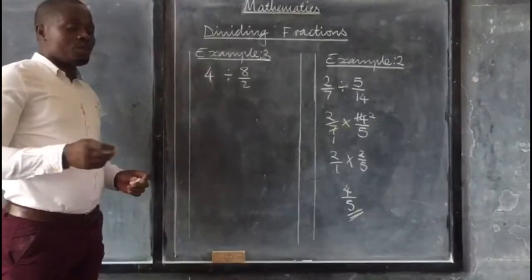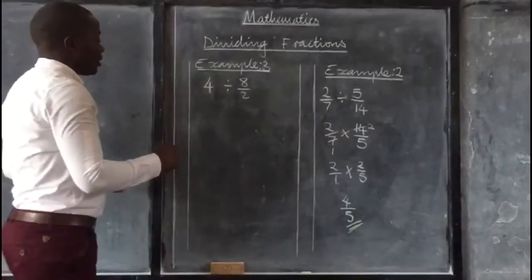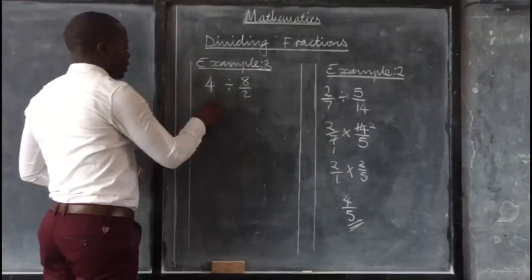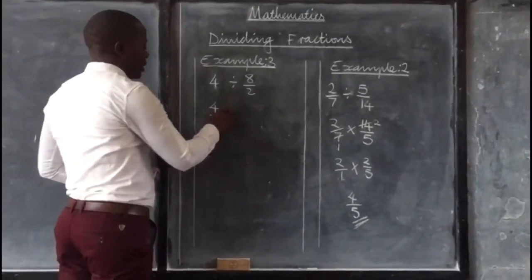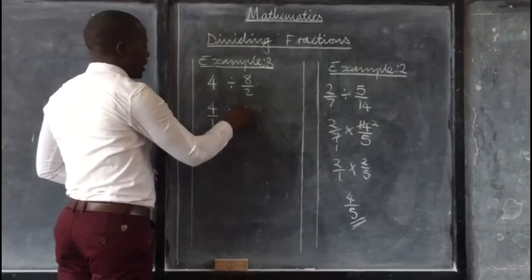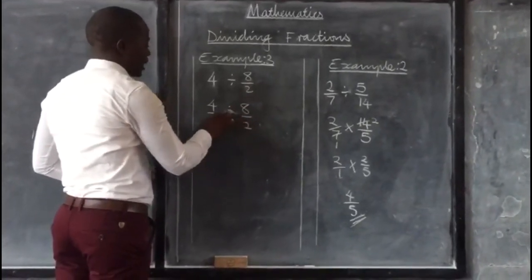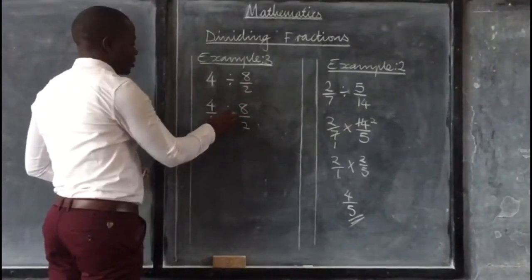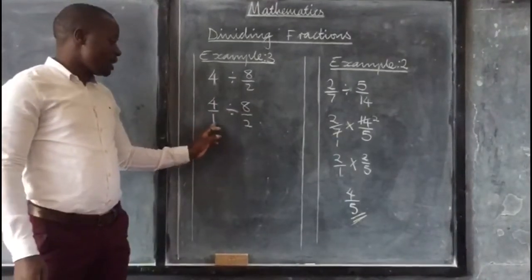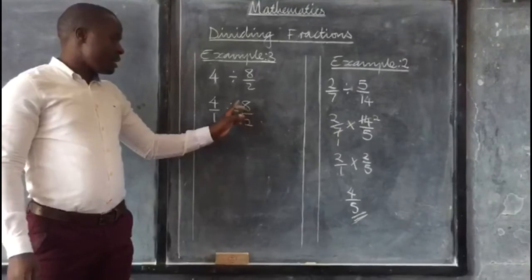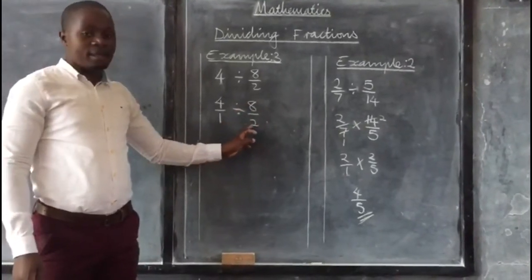So you need to balance your fraction. Balancing will mean this one will become 1 over 4, it becomes a fraction. Then it's still dividing 8 over 2, like that. So here we have just balanced the fraction: 4 over 1 divided by 8 over 2, like this.